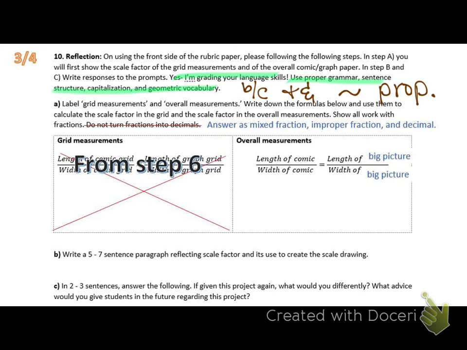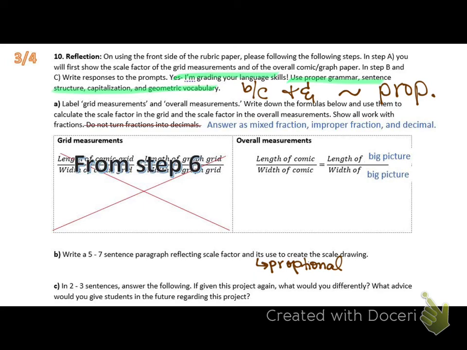B, you're going to respond to a paragraph reflecting scale factor and its use to create the scale drawing. You can mention things about proportions and how your picture turned out proportional. And in part C, you're going to answer, if given this project again, what would you do differently?